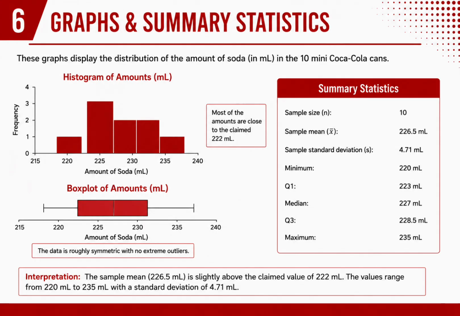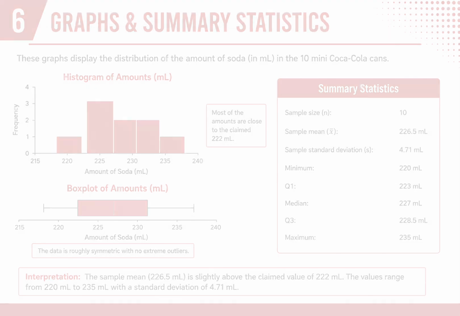These graphs display the distribution of the soda amounts measured from the cans. The sample mean was 226.5 milliliters, and the standard deviation was 4.71 milliliters. Most of the measurements were close to the claimed value of 222 milliliters, although several cans were slightly above the labeled amount. The data ranged from 220 milliliters to 235 milliliters.